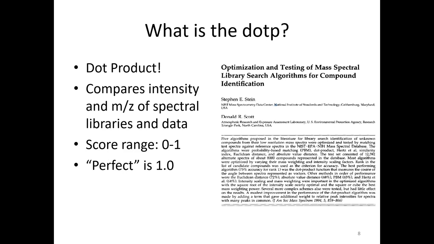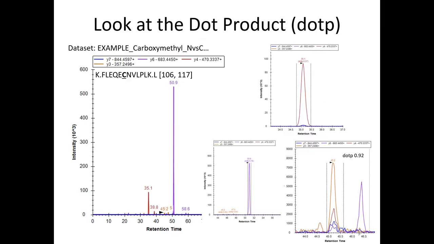But this paper references the dot product, where it looks at the intensity and the mass to charge of your spectral library and compares it to your data, whether it's SRM or PRM. And then it ranks how well those data match on a score of 0 to 1, with 1 being perfect. So we're going to go through some examples looking at the dot product to help us figure out which is the right peptide. So here's the peptide sequence.